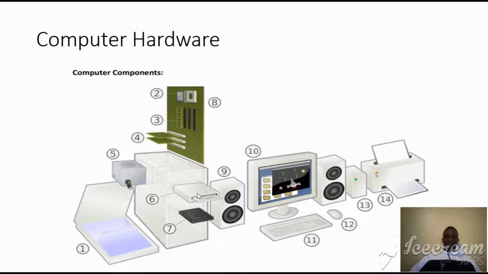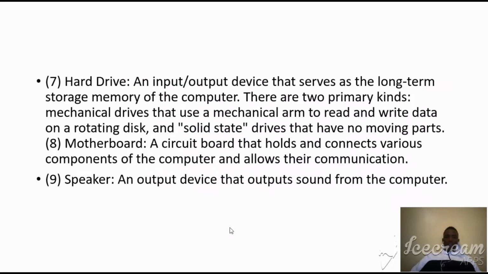Number 6, you have the optical drive, which is an input or output device, because you can input data onto a CD and actually write it off into the computer, or the other way round. Number 7, we have the hard drive, an input/output device that serves as the long-term storage memory of the computer. There are 2 primary kinds: mechanical drives that use a mechanical arm to read and write data on a rotating disk, and solid-state drives that have no moving parts.